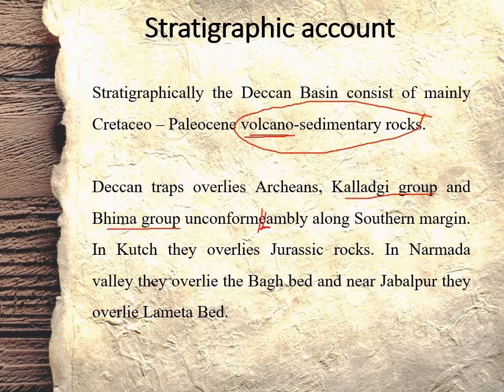In the Kutch region, that is in Gujarat, these Deccan Trap lavas are found to occur over the Jurassic rocks. In the Narmada Valley, these Deccan Trap lavas are found over the Cretaceous rocks, that is the Cretaceous Bagh beds and Cretaceous Lameta beds. So you can see that as it is an eruptive lava flow, in different parts of India, in different basins within the Indian Peninsula, these Deccan Trap lava flows flow over different aged rocks and gradually settle and occur over those older rocks.